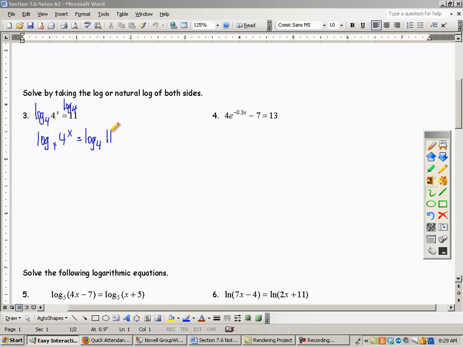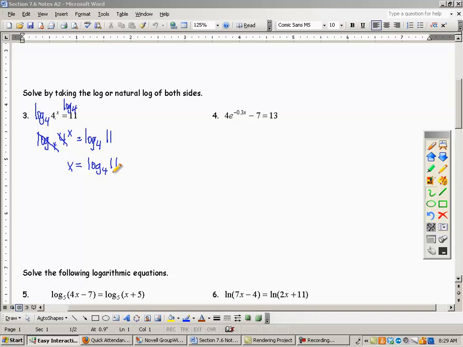Now, why did I choose base 4? Because 4 was the base of my exponent already, and according to the properties we learned yesterday, the log base 4 will cancel with the 4 that's already there. So I have x equals log base 4 of 11.